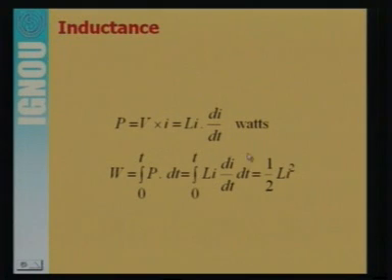In the case of inductance, you can also give the relationship for the power and the energy. The power is V into I. Putting the value of V, which is L di by dt, multiplied by I, this is the power in the case of inductance. Similarly, you can give the relationship for the energy also. When you put this value of P and integrate it, you get half L i square. This is the energy absorbed by this inductor. That means the inductor is a passive element, which absorbs energy.